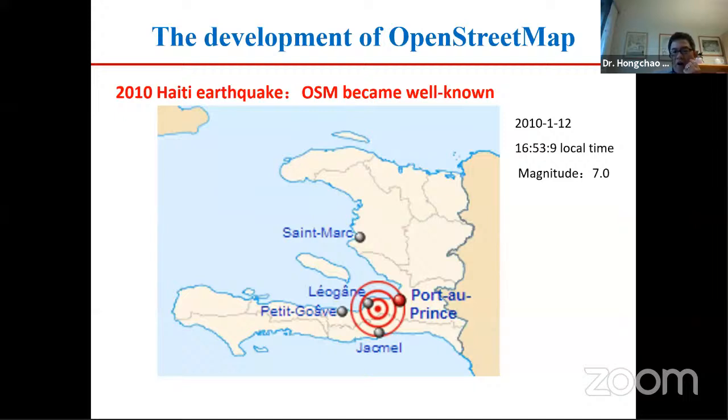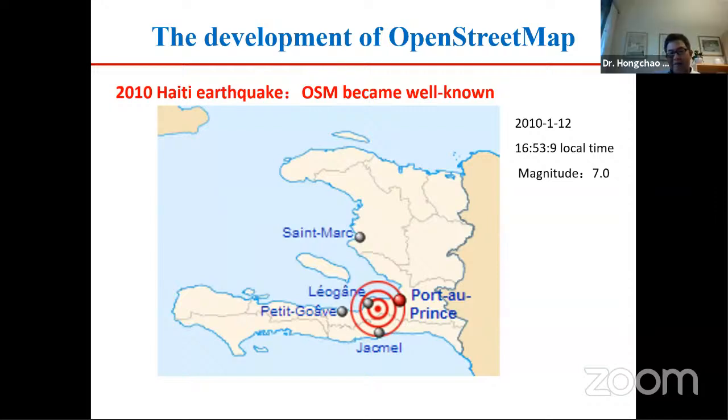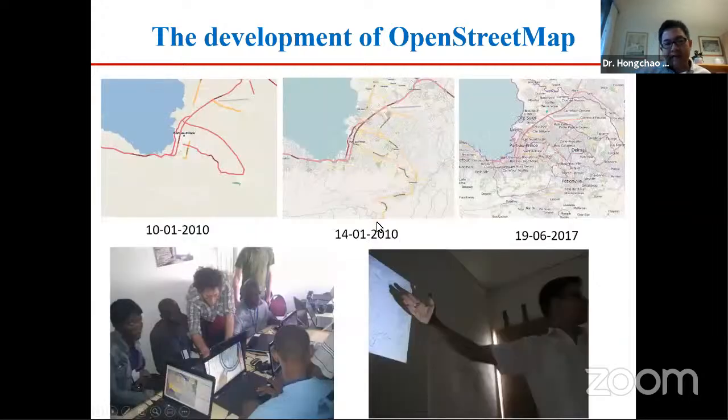So we all know that this country is very poor and less developed, and they don't have good mapping infrastructure. At OpenStreetMap at that time, they organized people to map where to go, where the rescue team can go.